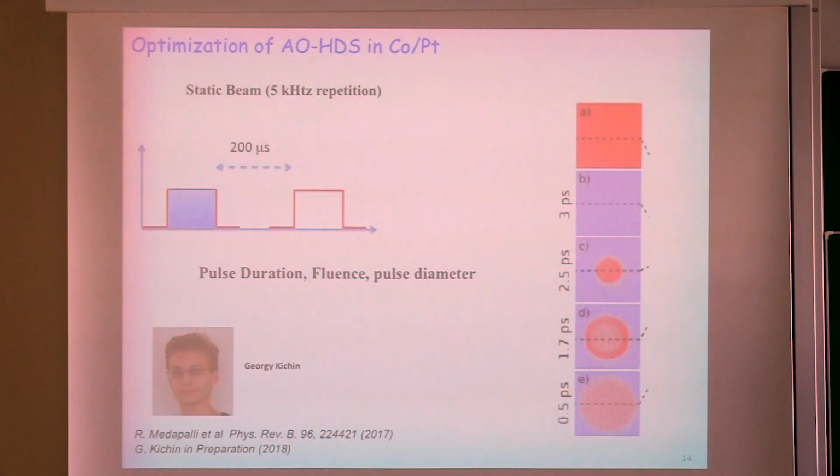What we have been doing in this field, and it's not yet published, is work on a cobalt platinum single layer. And what we try to do is optimize this all-optical helicity-dependent switching. So what we did is we kept this 5 kilohertz repetition fixed. We changed pulse duration, fluence, and pulse diameter. That was basically the three parameters that we changed. The data that I'm showing here is for a constant fluence. So your laser has a constant fluence, and then you just change the pulse duration.